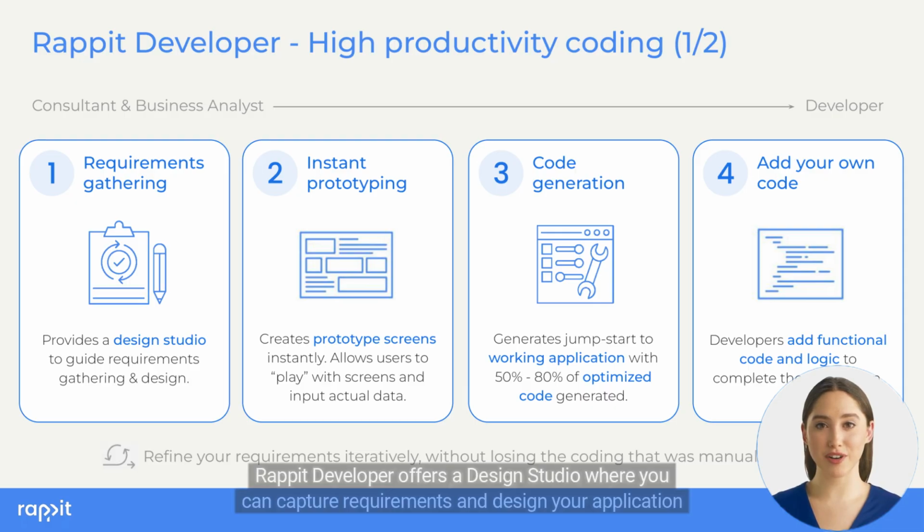Rappit Developer offers a design studio where you can capture requirements and design your application from the ground up. Once designed, a prototype is instantly generated, allowing you to visualize your application. Rappit Developer automates up to 80% of the code, while respecting custom code in subsequent iterations. This iterative process allows your team to focus on innovation while maintaining control over the finer details.